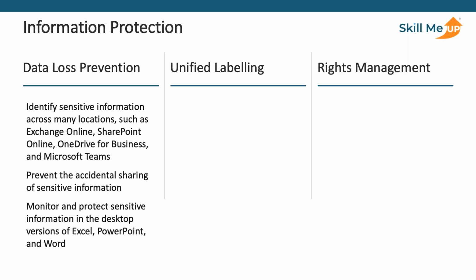So data loss prevention is going to help you identify sensitive information across many of the locations in Microsoft 365. So Exchange Online, SharePoint Online, OneDrive for Business, Microsoft Teams. The goal is to prevent accidental sharing of sensitive information, and I like to change that because it can also prevent malicious sharing of sensitive information as well. So the goal here is to monitor and protect the sensitive information, not just in the cloud and what's moving around. It's also available inside the desktop clients. So what actually happens here is any policies that we define can be synchronized down to the Office applications and then run in real time inside those applications.